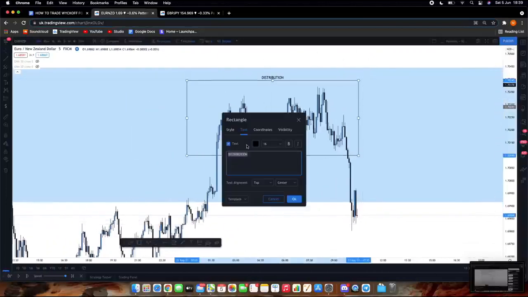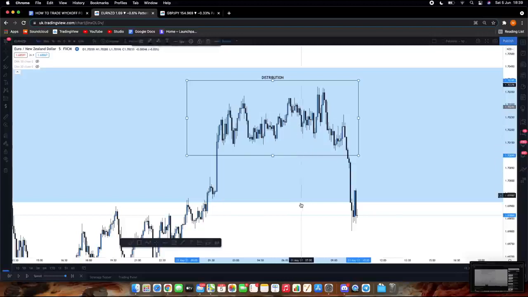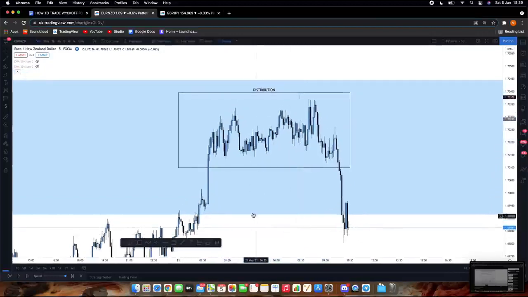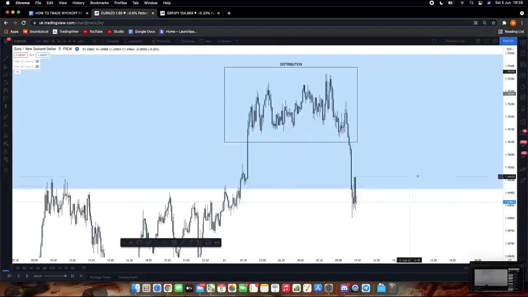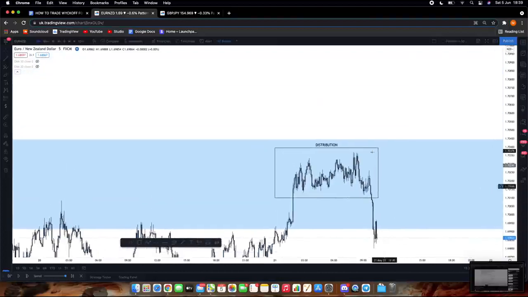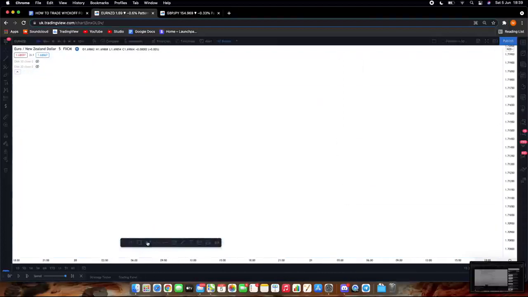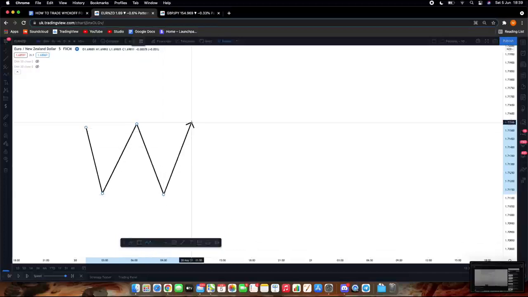Wyckoff is a strategy where they will instigate retail buying and selling by printing situations onto the market that will cause them to buy and sell. So what do I mean by that? We understand that there is a strategy that retail traders use very commonly to open and close trades, and that is support and resistance. So they have areas of support and resistance.